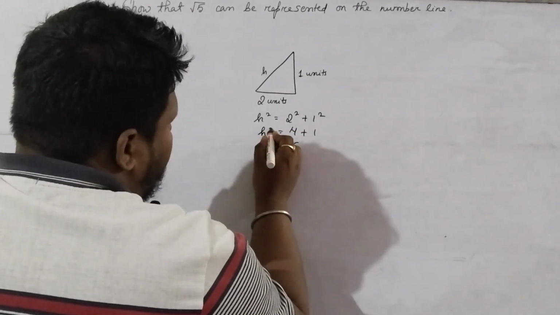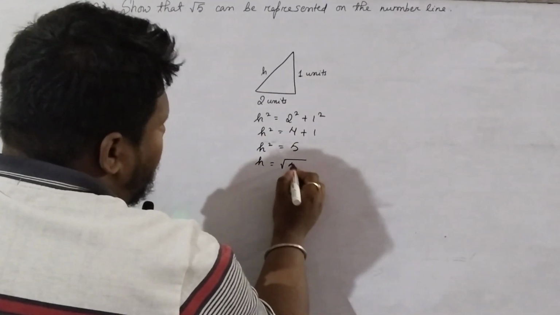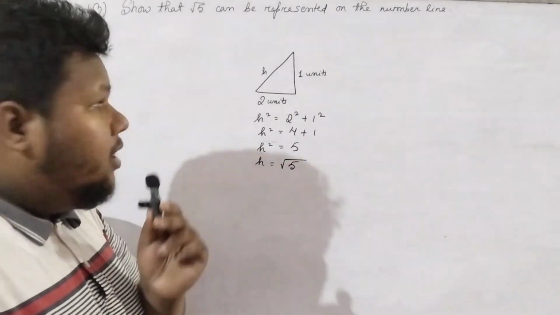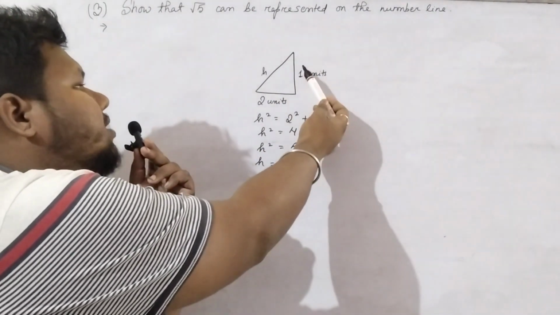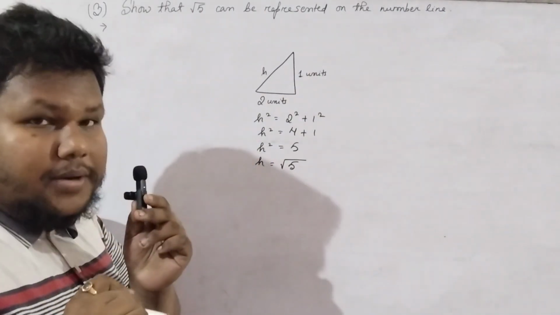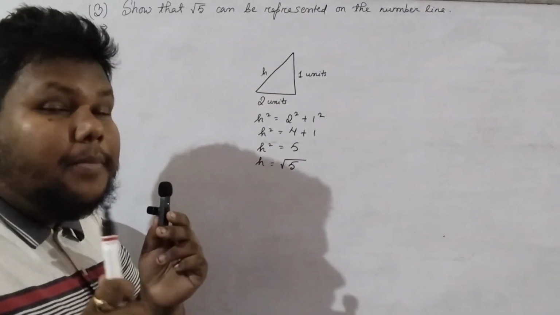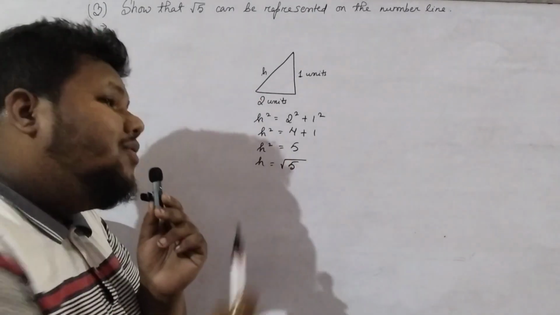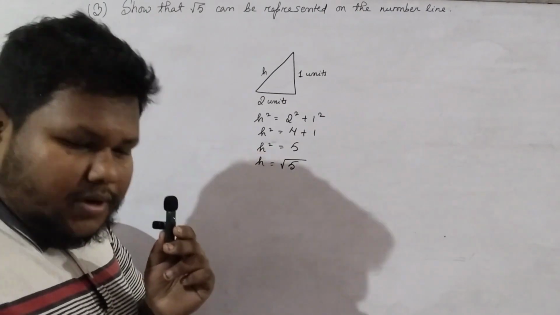Now if I send the square to the other side, it will be root over 5, right? So we get root over 5 when we take the base as 2 units and the perpendicular as 1 unit. This triangle I have to somehow represent on the number line. This right angle triangle, I have to bring it onto the number line, right? So let us do it.